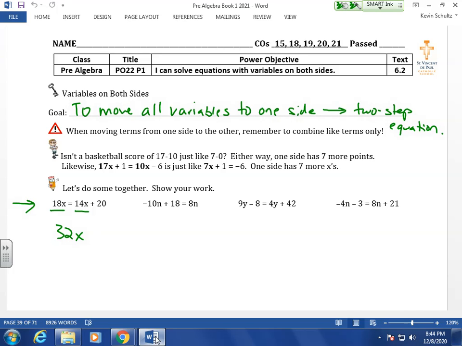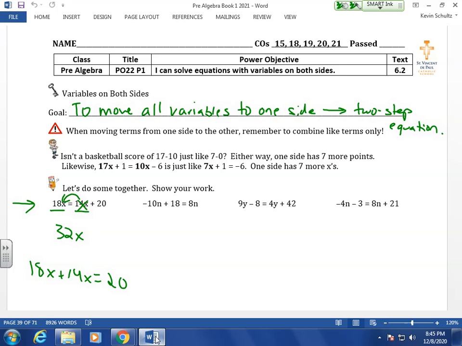Okay? And since they're on opposite sides, to combine them, to move them, we need to use opposite operations. Thus, we're not going to be adding 14x to 18x. We'll be subtracting 14x from both sides to move these x's from the right over to the left. So it's not the same thing as combining like terms we talked about before, right? In that case, we would see our 18x and our 14x on the same side of the equal sign, right?